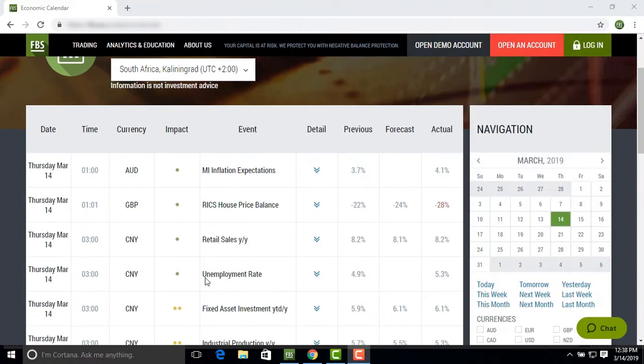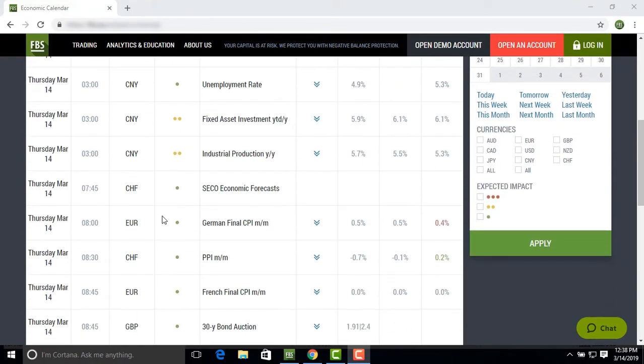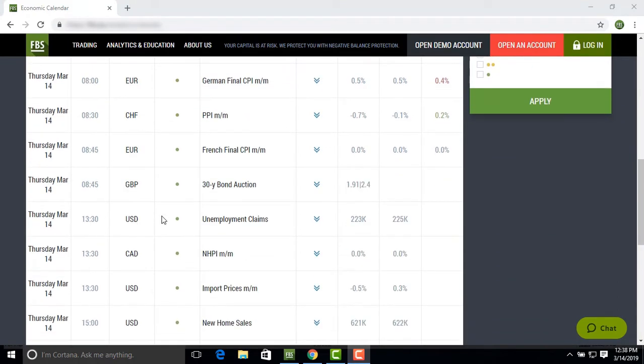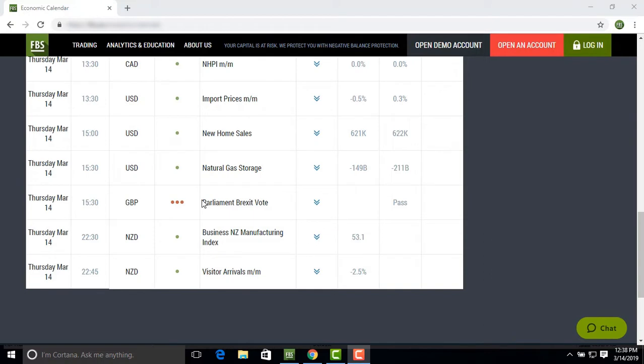Let's look at the trade opportunities from the economic calendar for today. As we can see, there are a lot of releases with a low impact on the currencies. The most important event for today is the third round of the parliamentary Brexit vote.